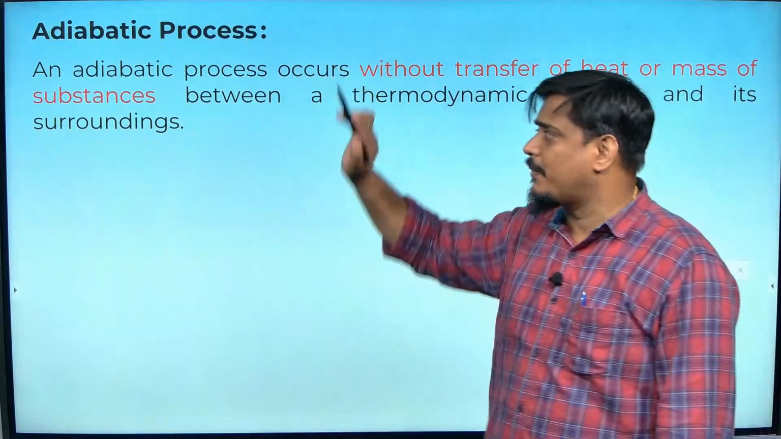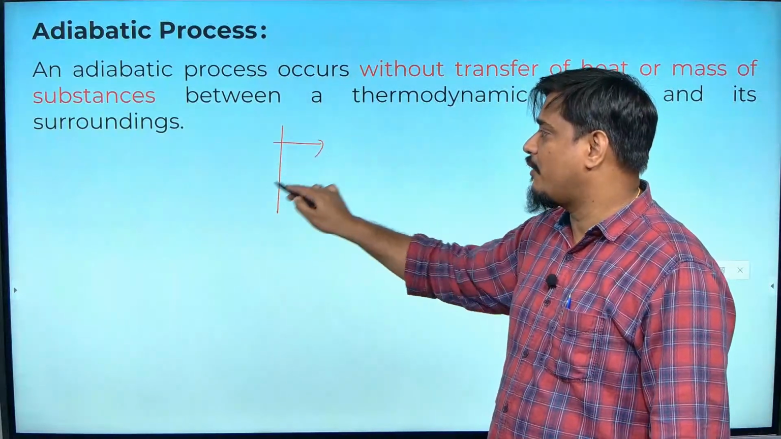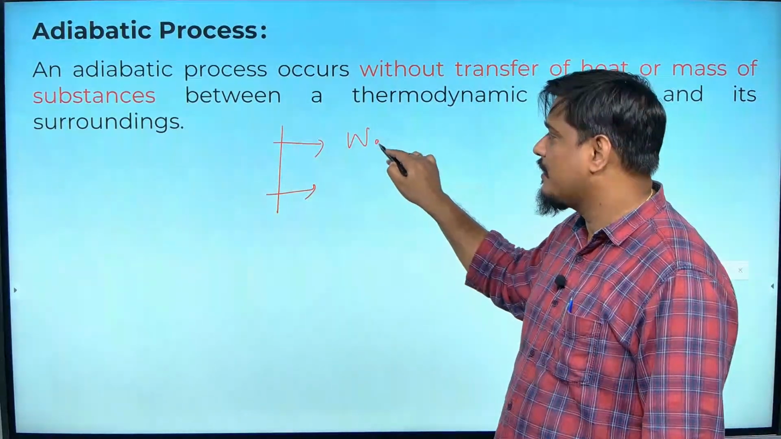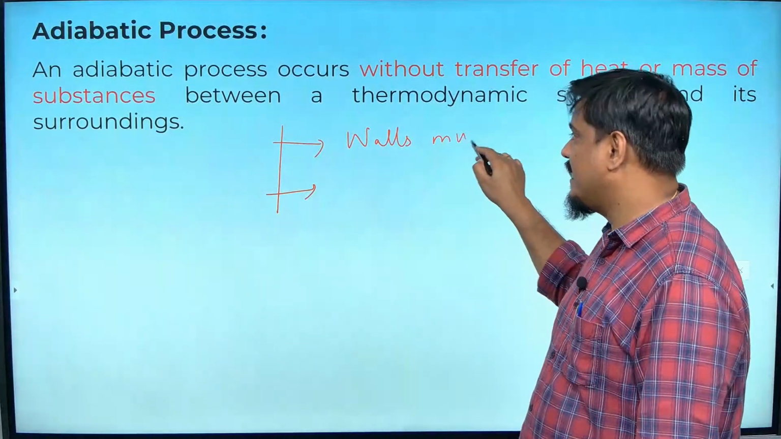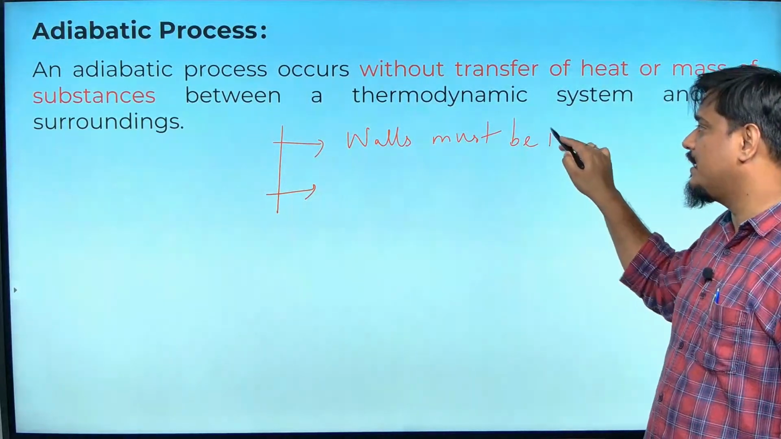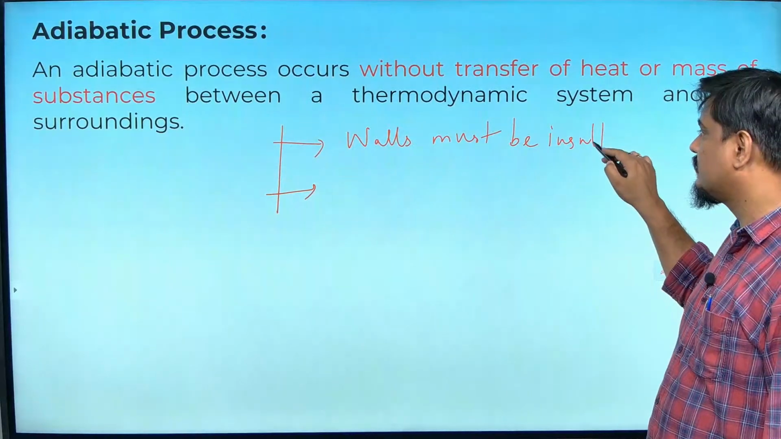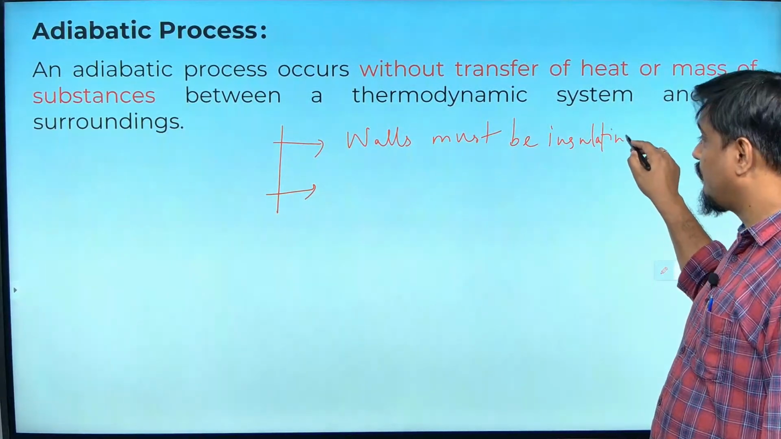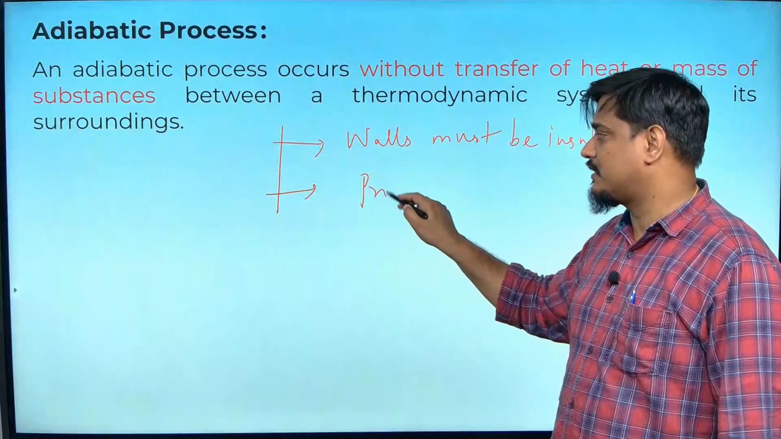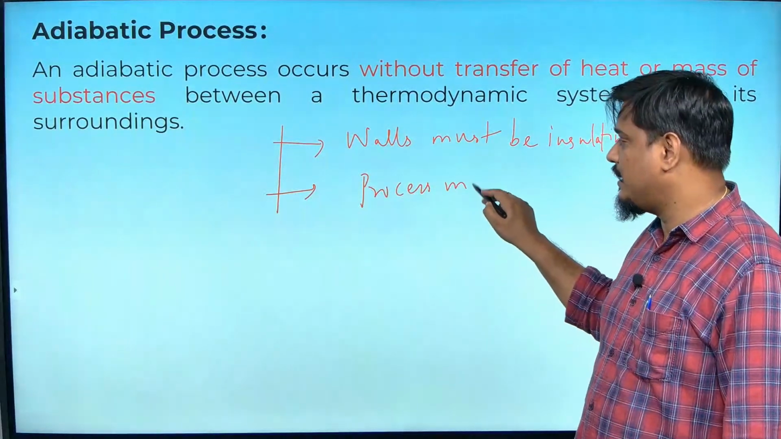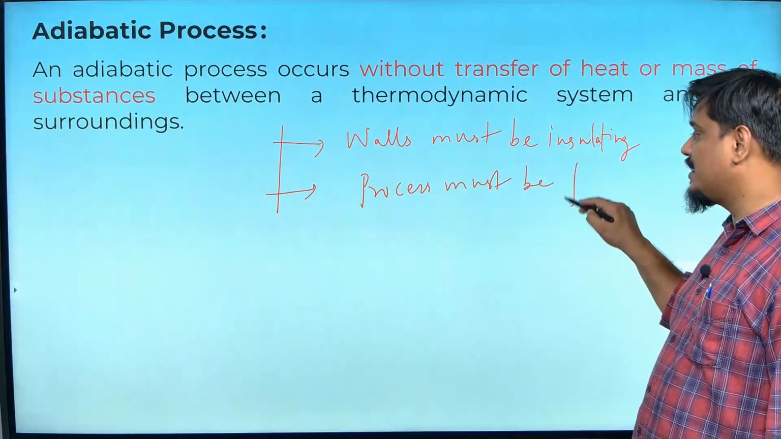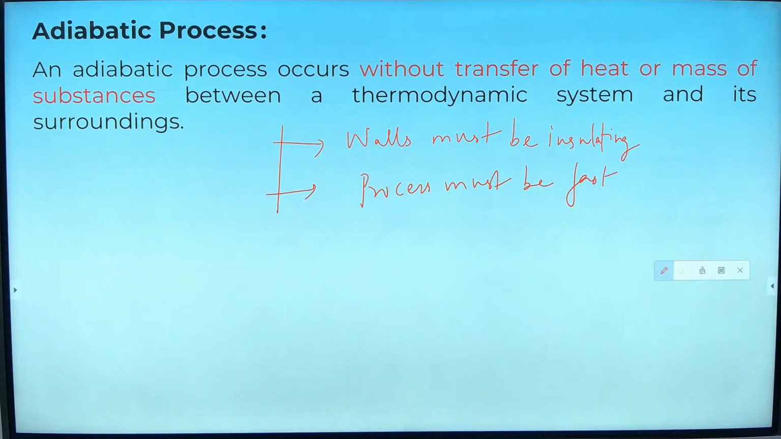In the adiabatic process, I told you what are the conditions required for it. First thing is the walls must be insulating, that is adiabatic. The walls must be insulating, and the second thing is what? Fast, yes. The process must be fast, not slow. These two are the conditions required for an adiabatic process. So they ask in the examination, what are the conditions needed for a process to be adiabatic? These two are the conditions required.